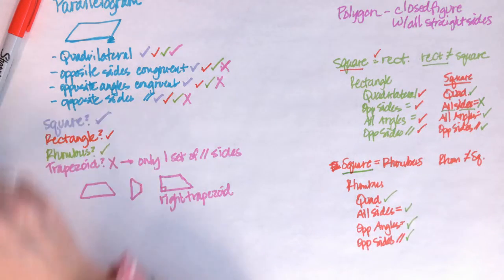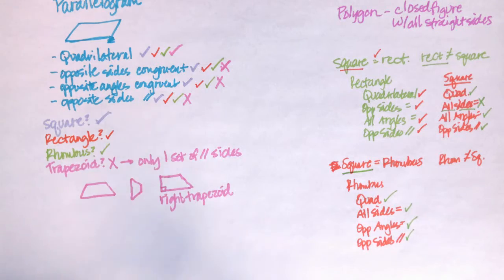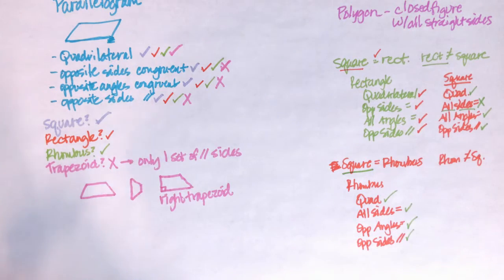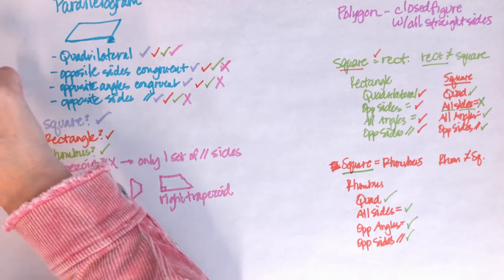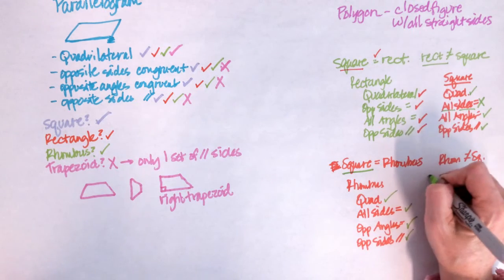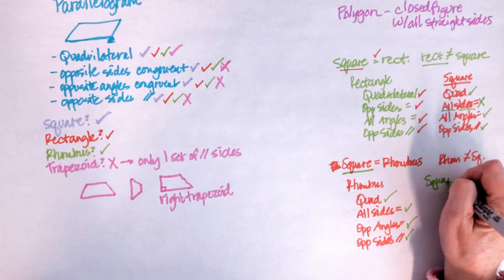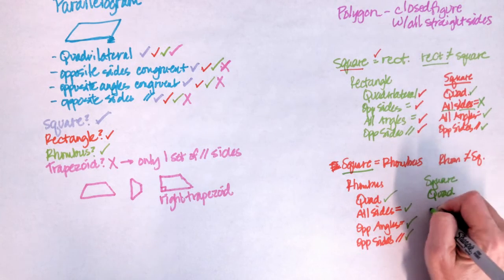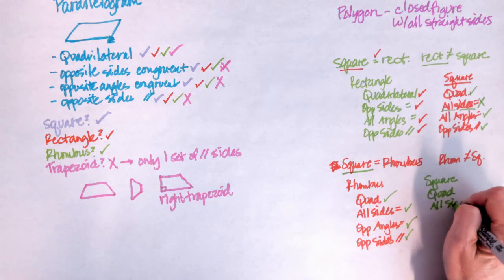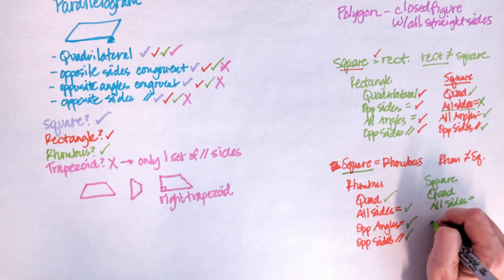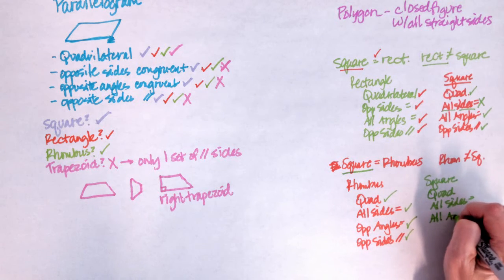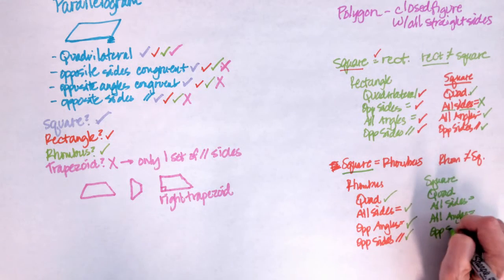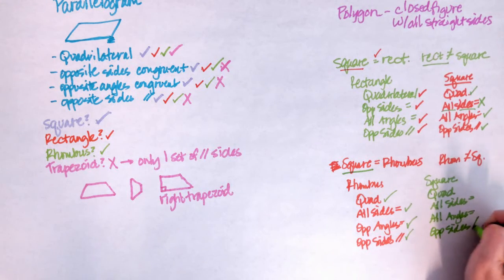Now, let's do the same thing we did for rectangle and do that for square and rhombus. So for a square, we know it's a quadrilateral. We know all sides are equal. We know all angles are equal. And we know opposite sides are parallel.